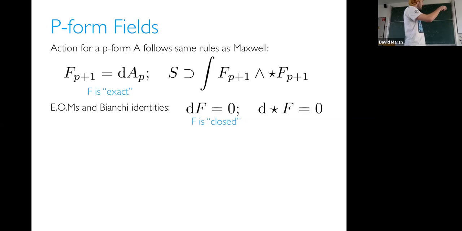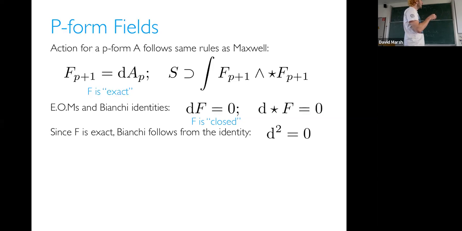So this, the Bianchi identity, says that F is closed, dF equals 0. Because F is exact, because F equals dA, the Bianchi identity follows by construction, because this exterior derivative operator always satisfies d squared equals 0.